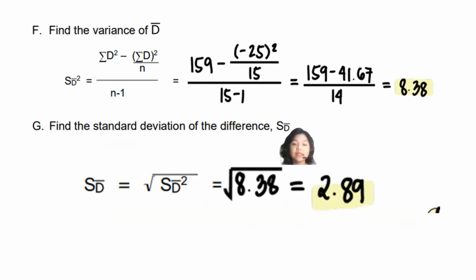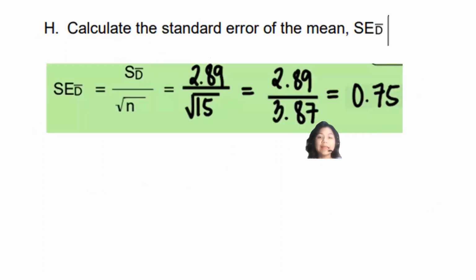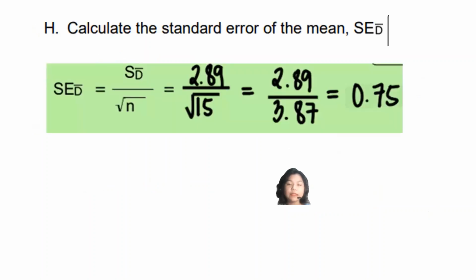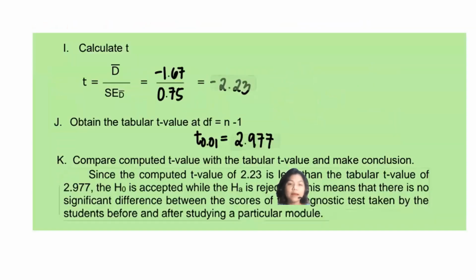Then we need to find the standard deviation of the difference. The standard deviation is just the square root of the variance. So for 8.38, we take the square root, which is 2.89. Then calculate the standard error of the mean. It's just the standard deviation over the square root of the sample size. So it's 2.89, our answer from earlier, divided by the square root of 15. The answer is 0.75.